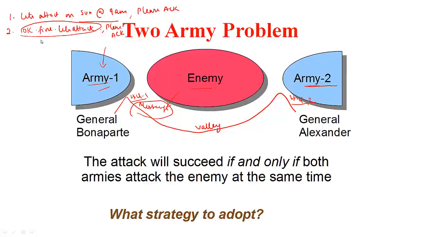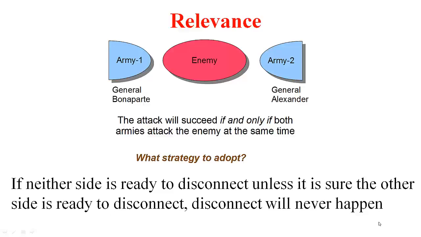Now let's say army 1 received this particular message and it is saying, okay, fine, I received your message. This is an acknowledgement. Now, does this mean army 1 can just go ahead and attack? Well, no, because what if this message got lost? It knows that army 2 will attack only if this message reached it fine. Now you see what is happening? No matter how many messages you exchange, you cannot decide on when to attack.